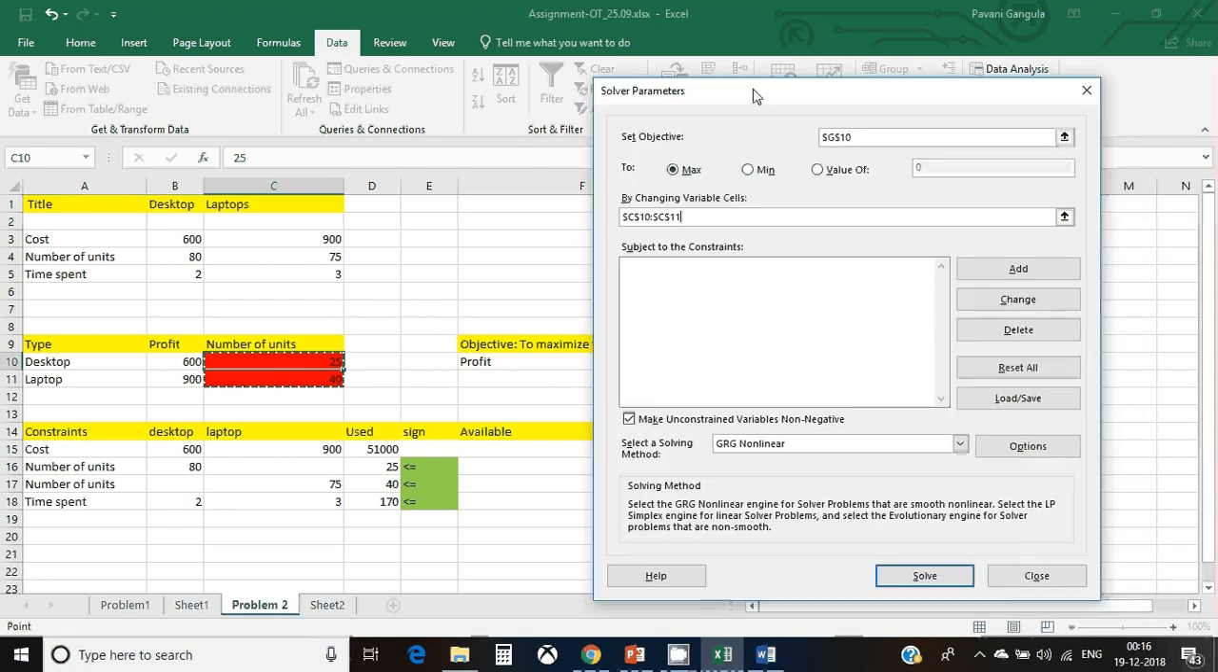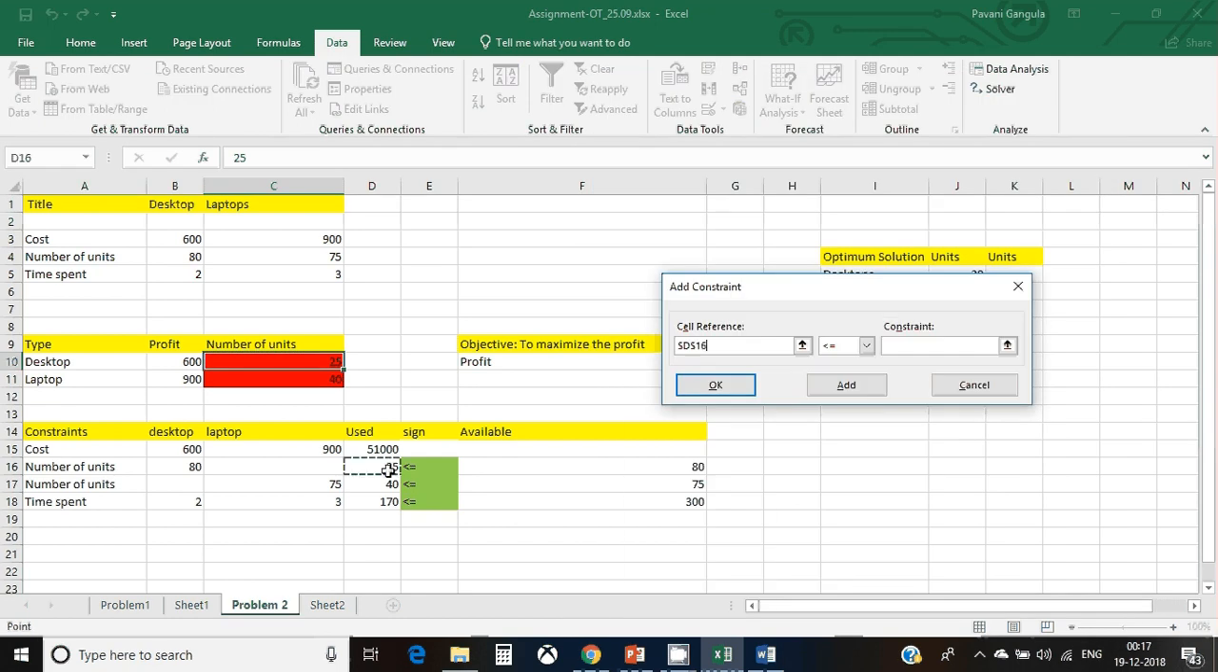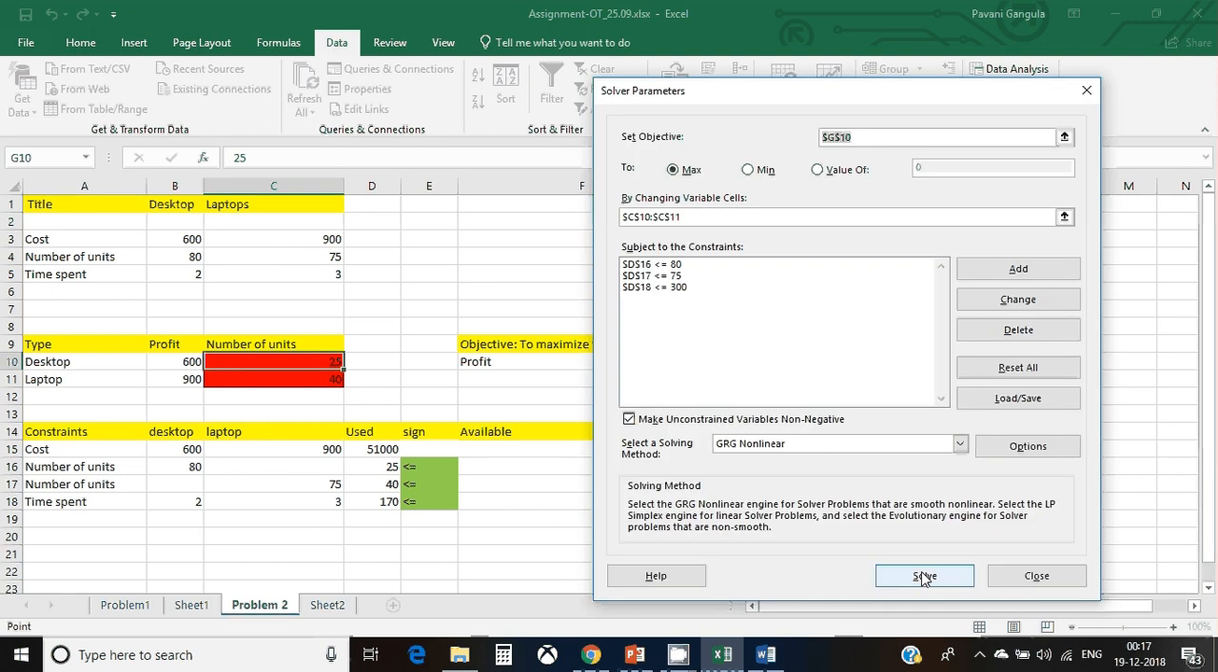Next, we have to mention the constraints. To add the constraints, click on Add and then give the first constraint, that is this D16 value cannot be more than 80. That is, the number of desktops cannot be more than 80. Click on Add. Next cell value, that is the number of units of laptops, cannot be more than 75. Click on Add. The last constraint will be the total number of working hours, which cannot be more than 300. Click on Add, click on Close and then click on Solve.